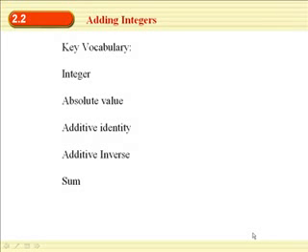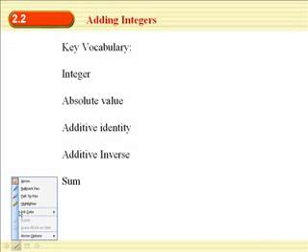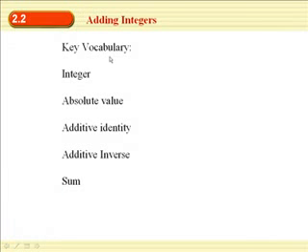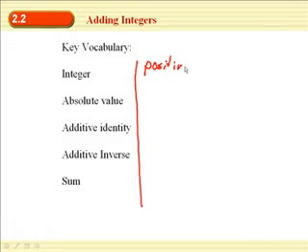All right, this is 8th grade math, adding integers 2.2, which is page 63 in your book. We have some more key vocabulary. I believe integer showed up in the last one for us right here. An integer can be positive numbers, negative numbers, and 0. Remember, 0 is neither negative or positive.